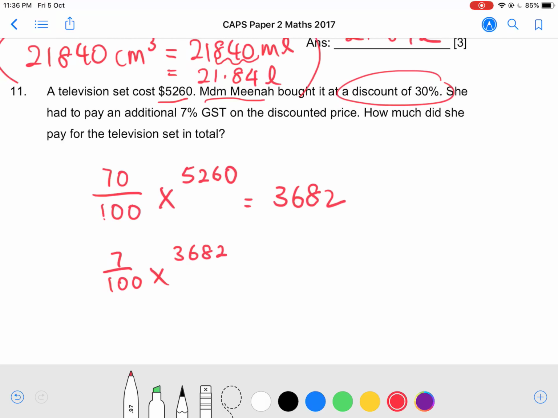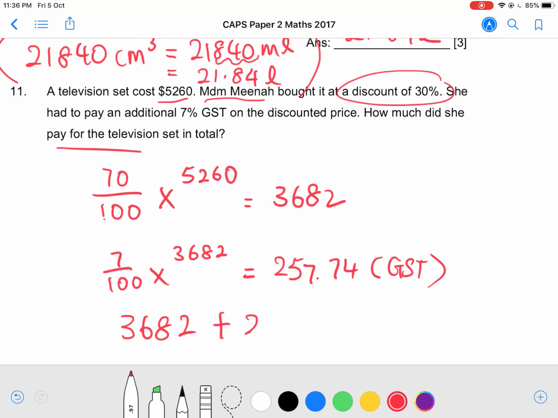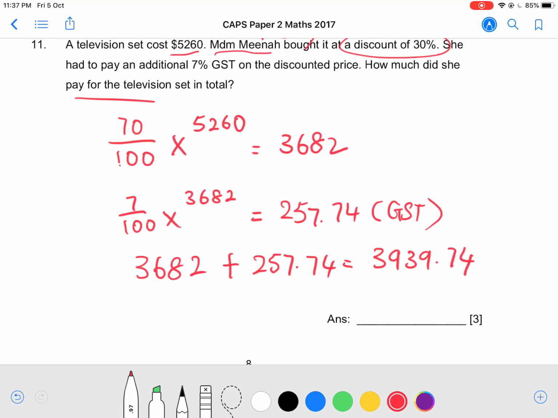A GST on top of the price that she has to pay, by the way. Alright, so with this amount, 3682 divided by 100 times 7, that is 257.74. Wow, this is GST alone to the government. So that's a lot of money. So how much did she pay in total? She has to pay the price of the TV after discount plus the GST. Okay, which will give you the answer 3939.74.